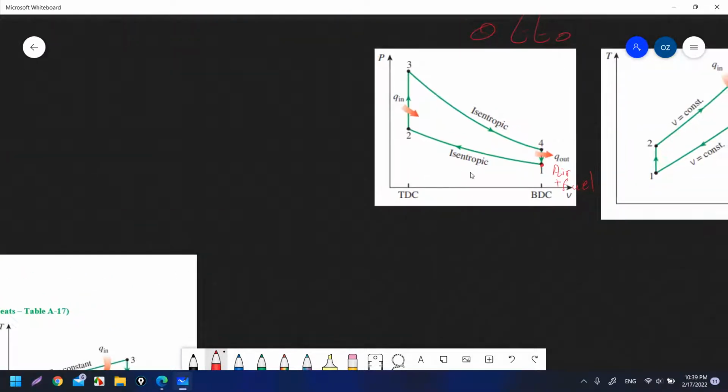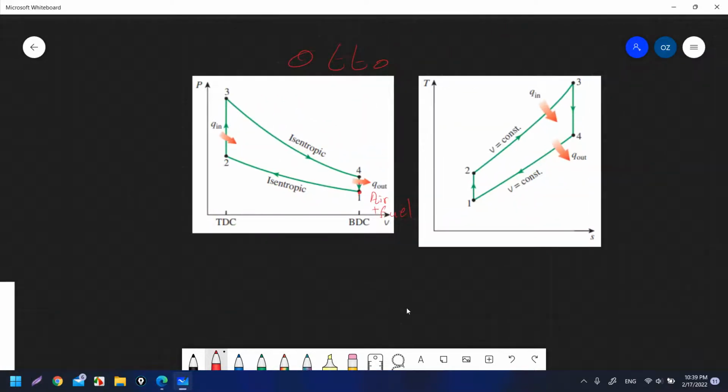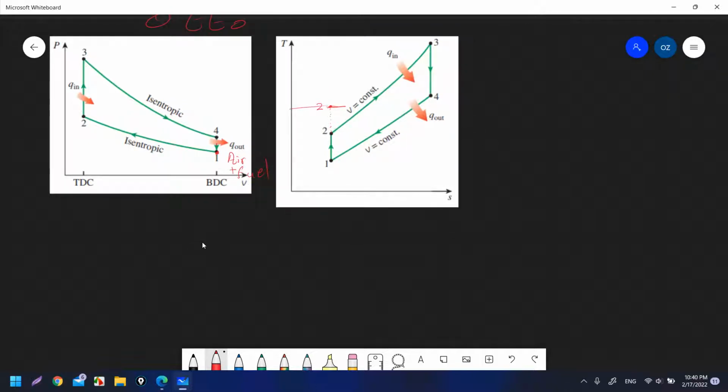This will cause us to be unable to reach a high compression ratio, because at a certain temperature, during the process from 1 to 2, we cannot go more like this and put state 2 at this point for the Otto cycle. At a certain temperature, we call it the auto ignition temperature, the fuel will start to burn without the spark. That means we will have the ignition initiated before reaching the spark.